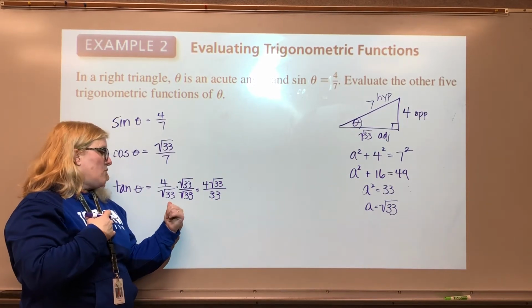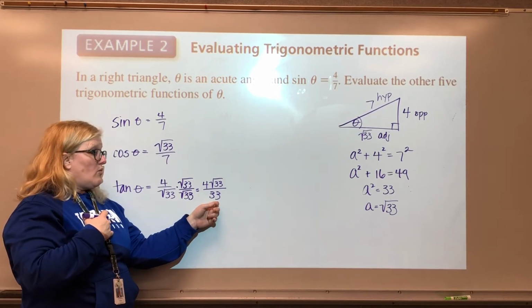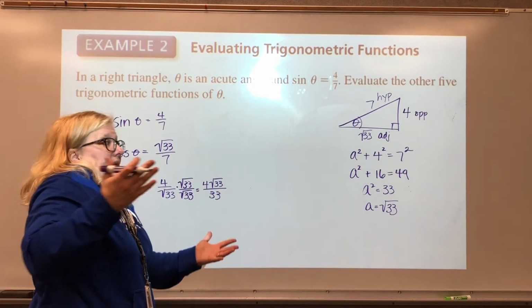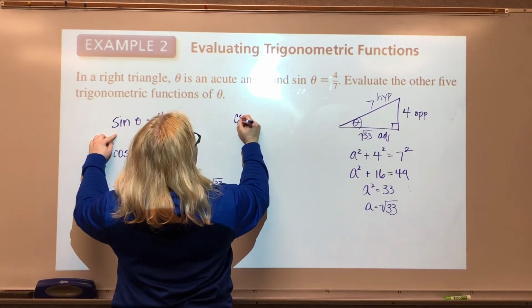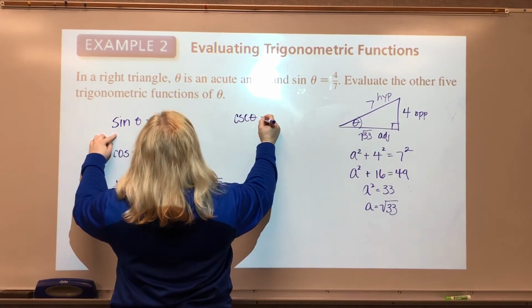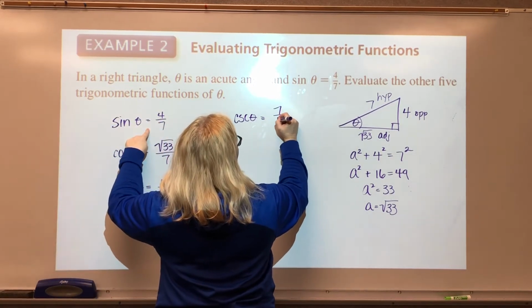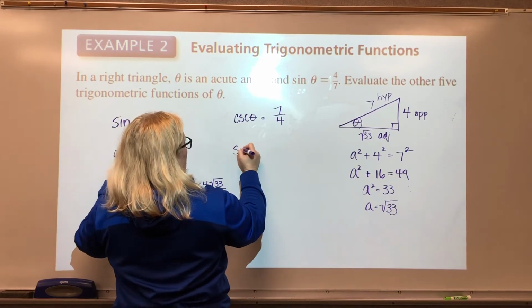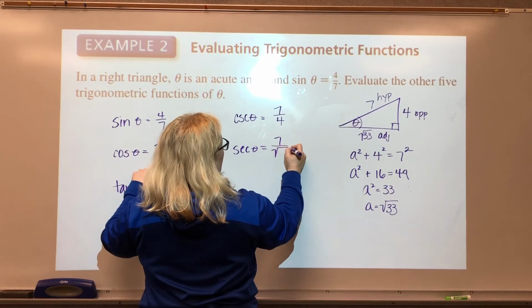Now if it were me, I wouldn't care if you left it like this, but the rest of the world and your book, so when you're doing your homework, will want it like this. So, gotta comply, I guess. So, sine, okay, we've got cosecant of theta is the reciprocal of this, so we've got 7/4. Cosine and secant are reciprocals of each other, so we've got 7 over the square root of 33.